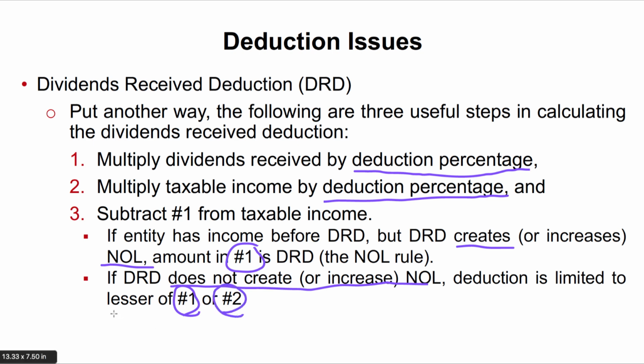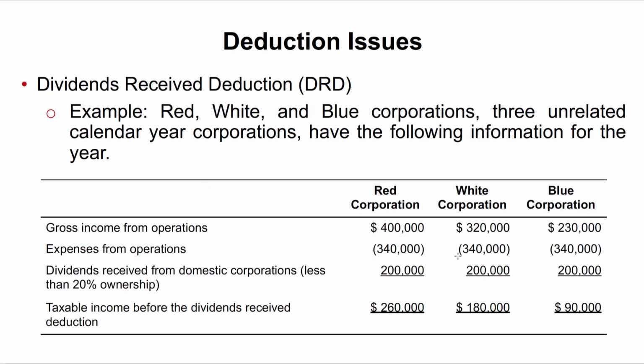depending on the situation. Okay, so let's take a look at an example and apply these rules, these steps, which follow the rules I've created for you. So we've got Red, White, and Blue Corporation, right? Go USA! So Red, White, and Blue Corporation, we've got gross income from operations. That's from operations. That does not include the dividends received.